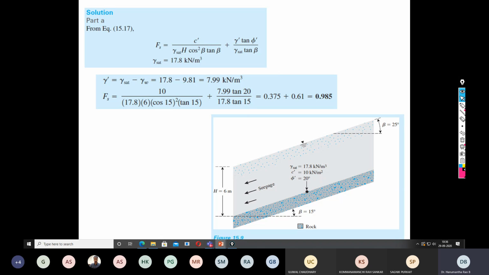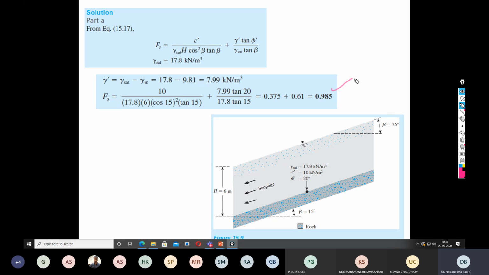Now let me ask a couple of questions here so that the remaining things are also clear to you. Here the factor of safety is less than 1. So in how many ways can I increase the factor of safety to above 1? Decreasing beta, reducing height, and lowering the water table.